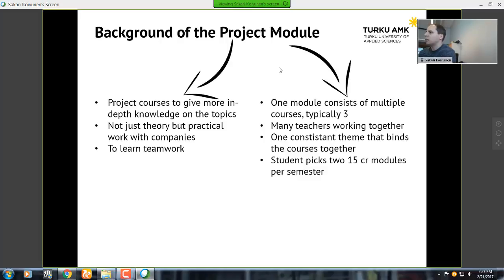And the module means basically that it's a bigger topic than just one course. It's 15 ECTS credits, so students pick 2 modules per semester. It usually consists of 3 courses and it can have more than one teacher. Typically one module has 2 or 3 teachers. So basically a module is a bigger unit than a course, with many teachers and possibly many courses. And that is basically a project module. It's a big topic that we work on with projects.